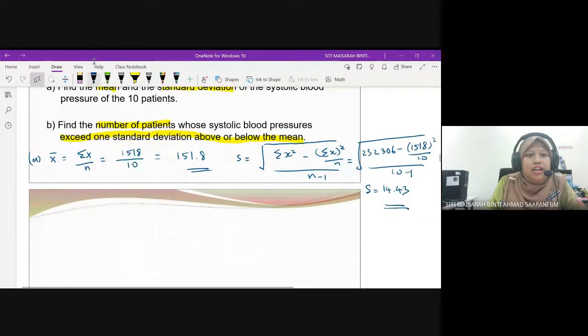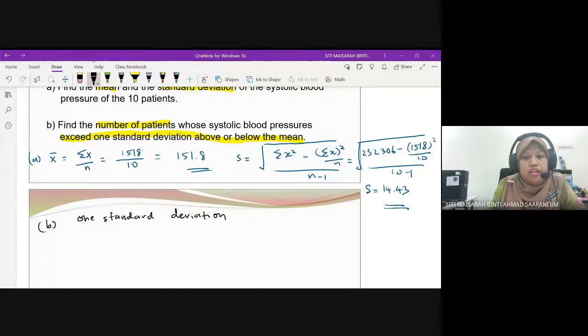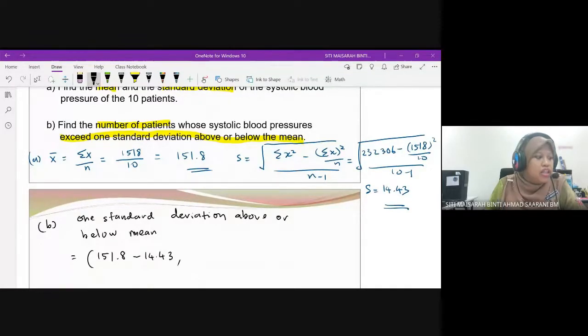Then we go to question B. It asks for the number of patients within one standard deviation of the mean. That means above or below the mean: one plus, one minus. So, one standard deviation above or below the mean. It means that the mean is 151.8 minus 14.43. This is the interval. The interval starts with the minus first, and then the other one is plus.